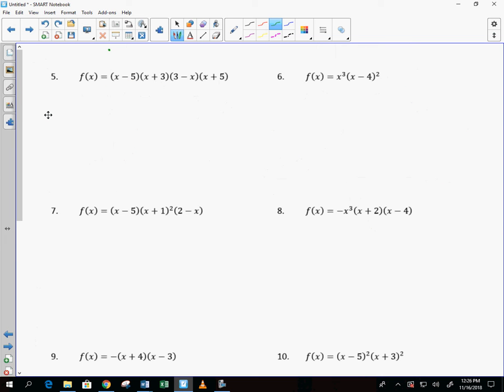What degree? Fourth. Positive or negative? Negative. Why? There's a negative x. X times negative x times x will be a negative x to the fourth. So it's going to end down. Start down. Because it's even, it starts and ends in the same direction.